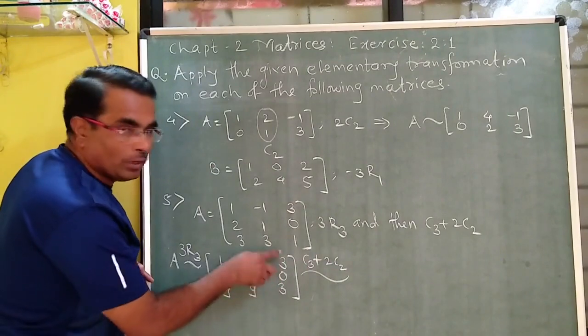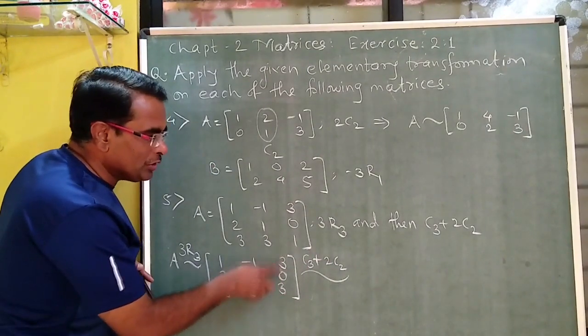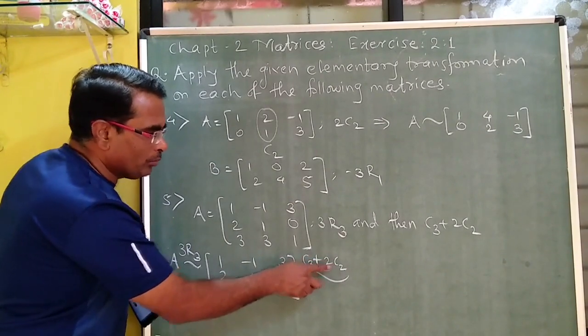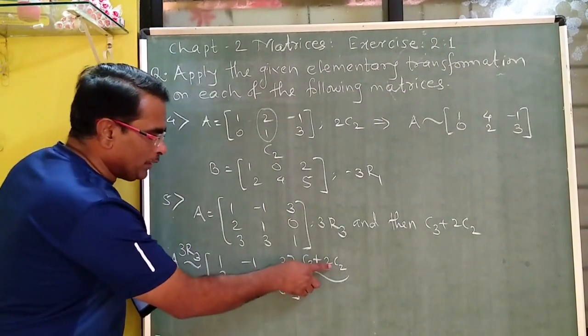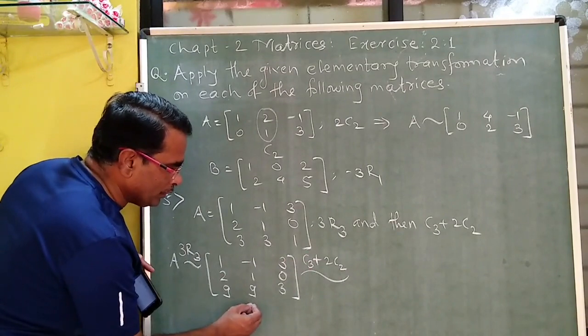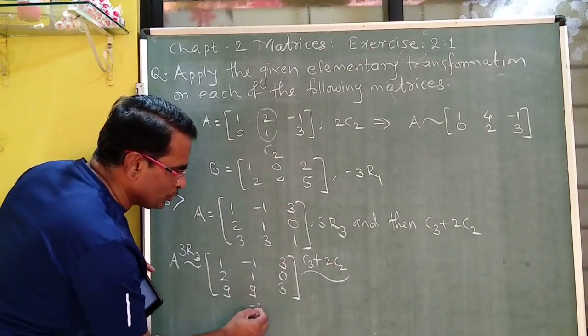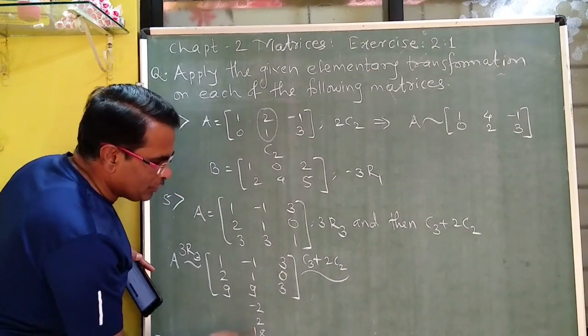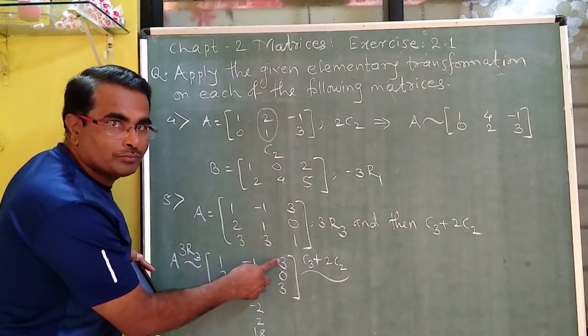This is your third column. And there will be a change in third column. But what is the change? You have to multiply the second column by 2. So if you multiply the second column by 2, here you will get minus 2, 2 and 18. And these elements you have to add in this third column.